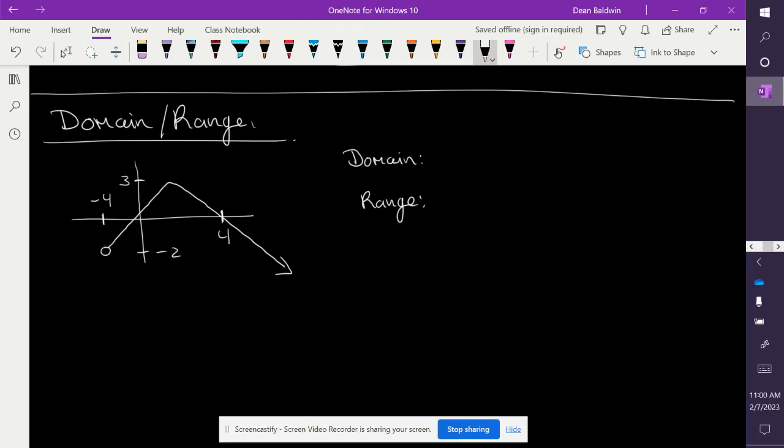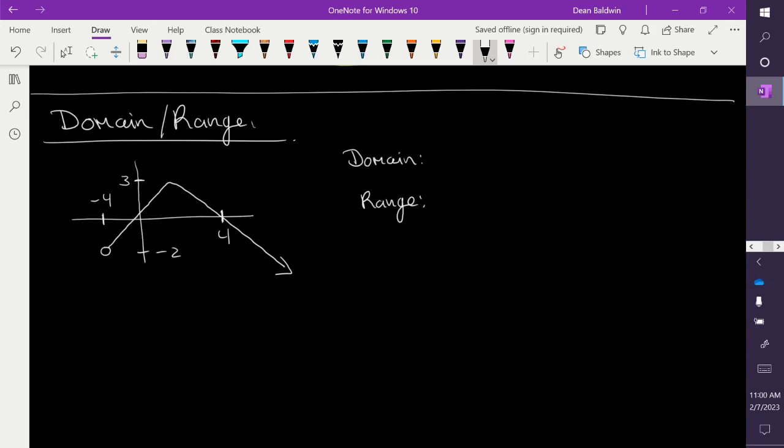So you have this graph and somebody says, what is the domain and what is the range? Who can tell me just in words? Well, what is domain? Let's start with that. What does domain represent? Don't say range. In between what values can X exist? Yeah. What values is X allowed to be, essentially?